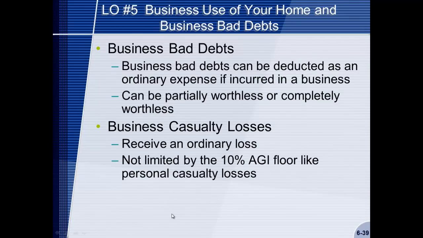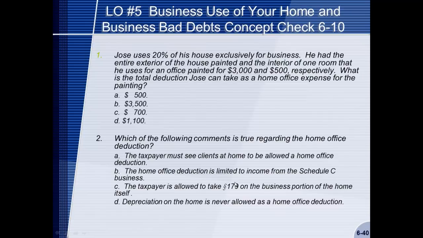Bad debts can be deducted as ordinary business expenses if they are incurred in a business. Bad debts can be partially worthless or completely worthless. Business casualty losses receive an ordinary loss, not limited by the 10% floor, like personal casualty losses are. So if it's a business casualty loss, there's a break-in at my business, then I'm not subject to the 10% AGI.